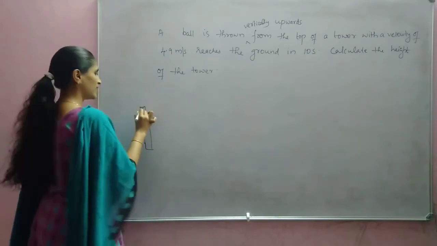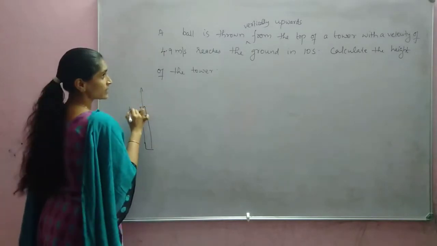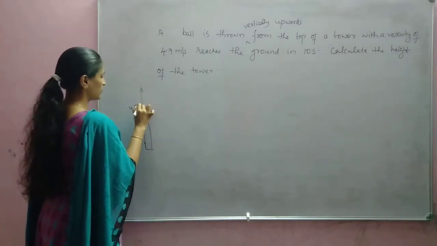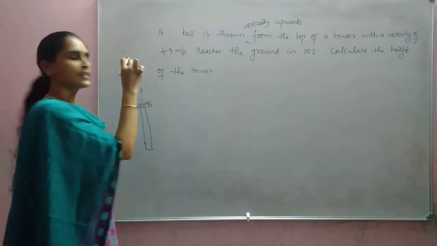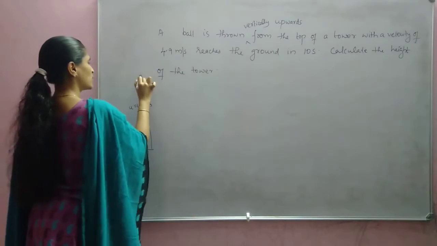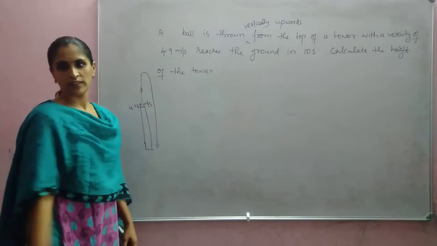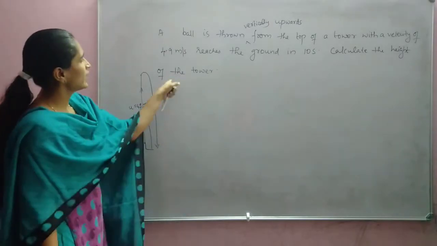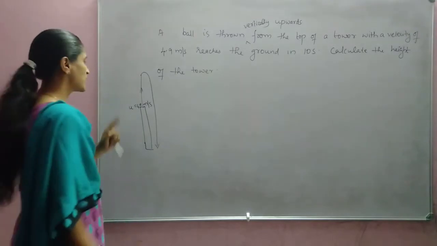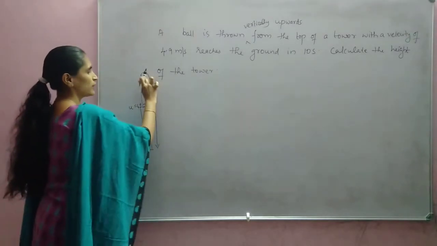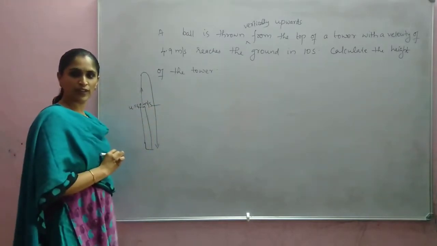It is given that the ball is thrown, and its initial velocity is 4.9 meter per second. After reaching some height, we don't know what height it will reach, it comes back and finally reaches the ground. And you have to find the height of the tower. So here there are two ways. In the first method, you can consider the upward motion and downward motion up to this point, and find the velocity at this point.